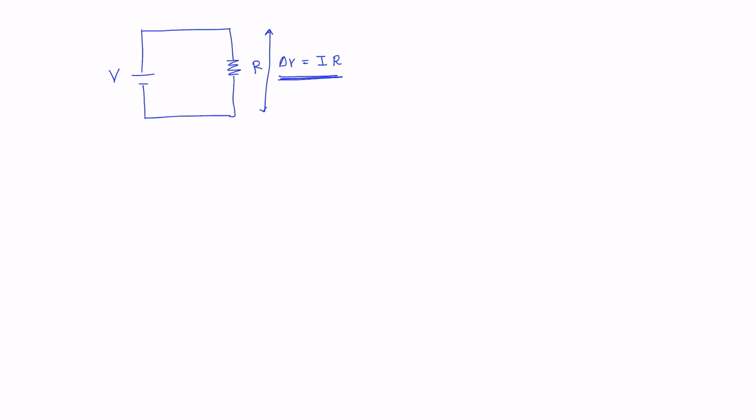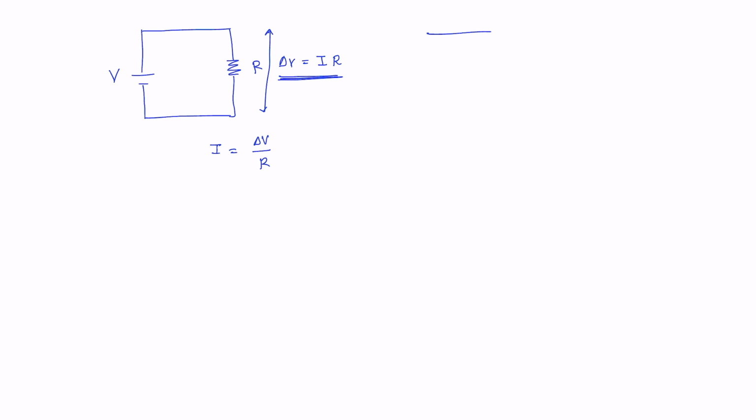Now, let's say the question is, this is the circuit given to you, and you need to find a current. So if you know what the potential difference applied by the battery is, to find the current you just do delta V over R, right? Now, things become more complicated when you have a more complicated circuit.